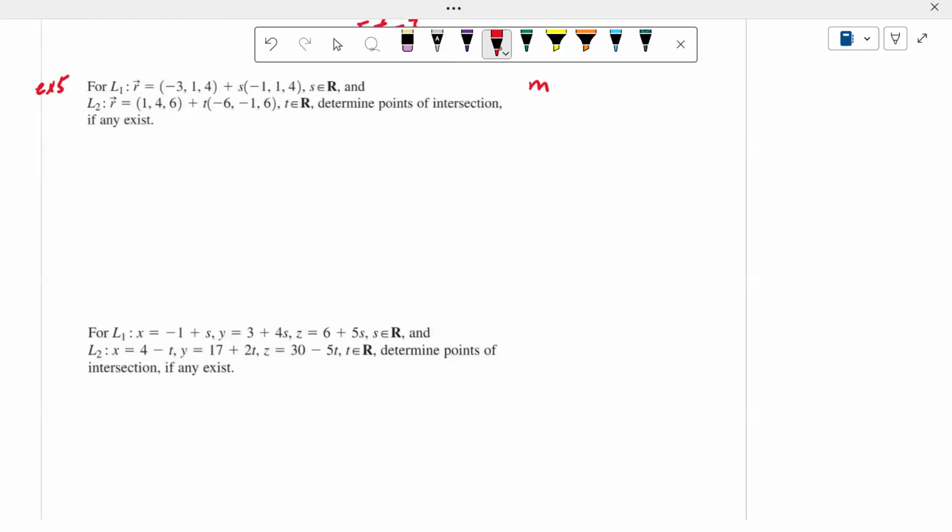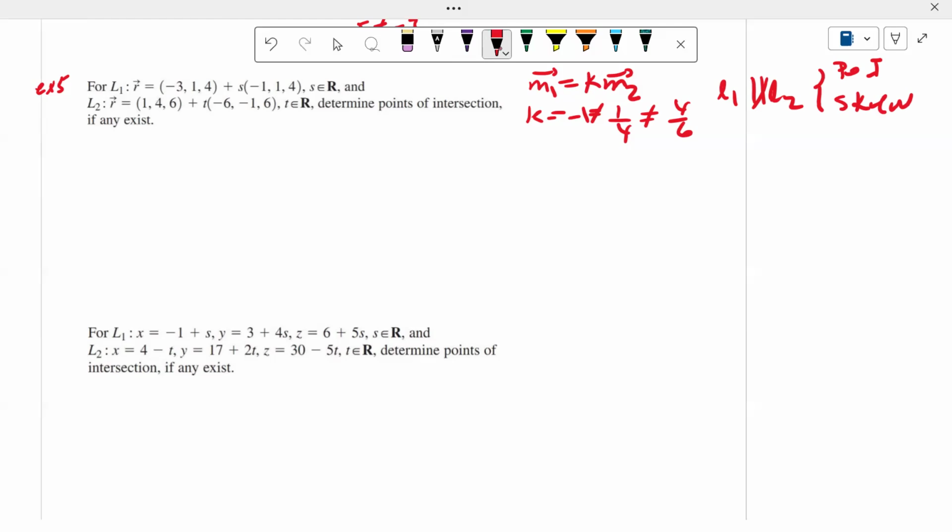So is m1 equal to k m2? Direction vectors are equal or multiples of each other. So I get k is equal to minus 1, and 1 over 4. So that means they're not equal. I'm going to continue with this one, 4 over 6. So these are not equal. Therefore, line 1 is not parallel to line 2. I have two options. I get point of intersection or skew lines.